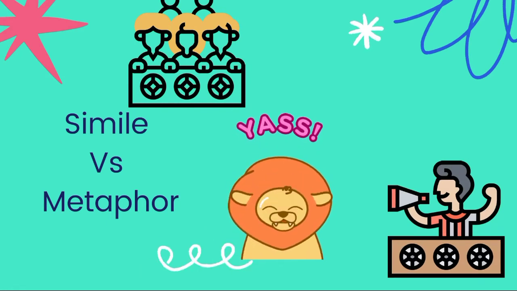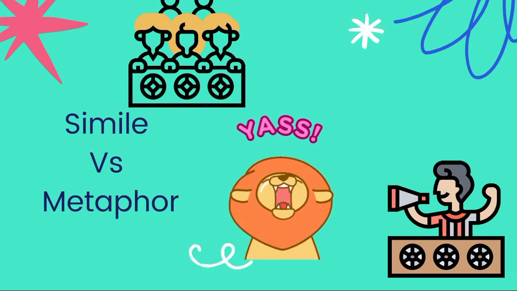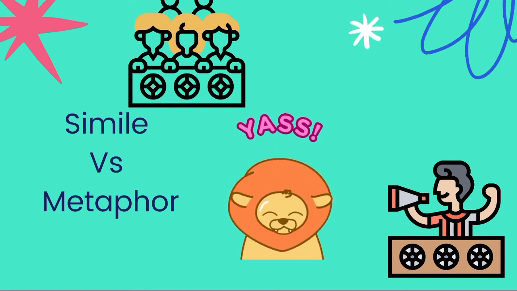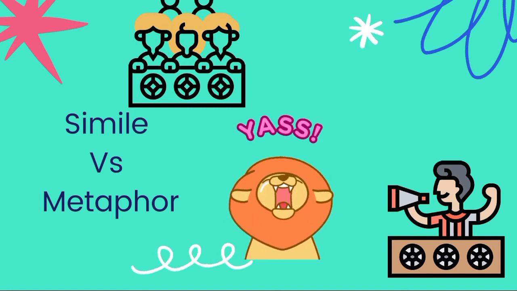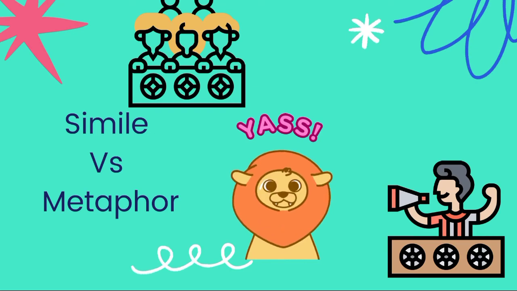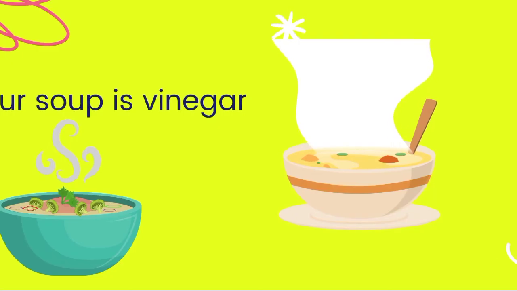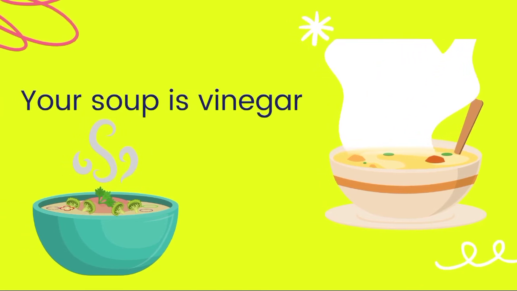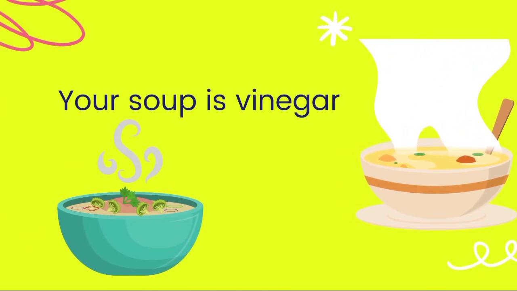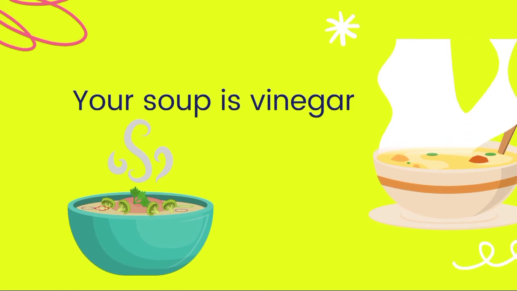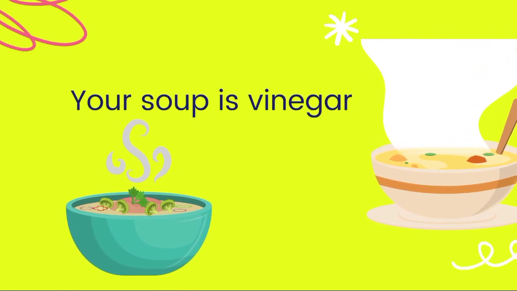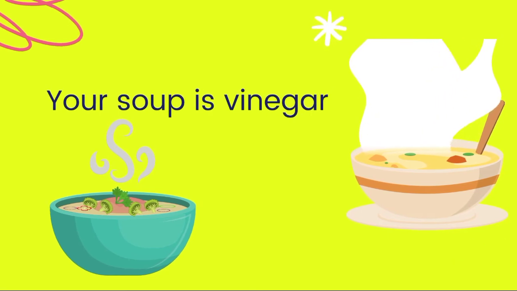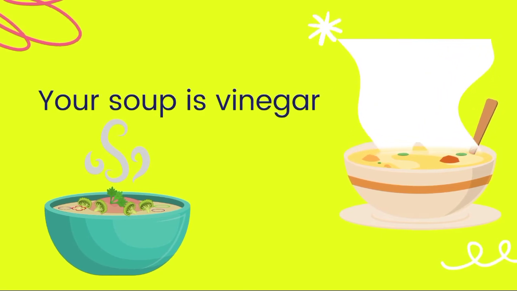Now let's compare simile versus metaphor. Take note: simile makes use of as or like, metaphor doesn't. So I'm going to read some sentences for you, and you'll tell me if it is a simile or a metaphor. Are you ready? Let's go. Your soup is vinegar. Is that simile or metaphor? Correct, it's a metaphor. That means it tastes sour. It's not nice. Your soup is as sour as vinegar. What's that? Yes, that's a simile.